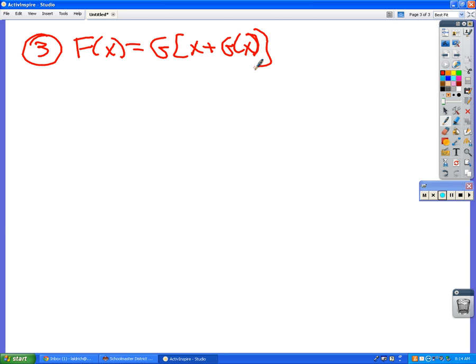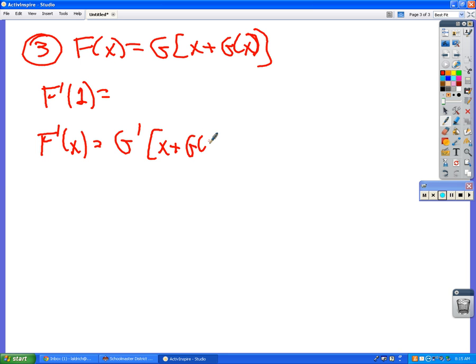So we got a big old function f. We got a graph. We're going to find f prime of 1. So what do we do? Take the derivative of f of x. So we got this funky notation here, but all we're doing is chain rule. So we're going to go outside in. So what's the derivative of g? G prime. And remember, since we're taking the derivative of g, we leave this stuff in here alone. So you keep that as x plus g of x.